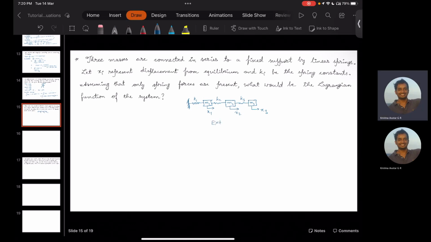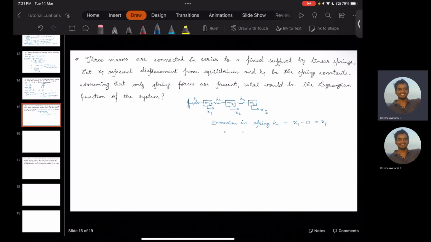So the extension in spring K1 is what? When you look at it clearly, you see that one end is connected to a fixed wall. So there is no displacement of the left end point of the spring K1, while the other end point, which is the right end point, undergoes the displacement x1. So the extension in spring K1 is x1 minus 0.